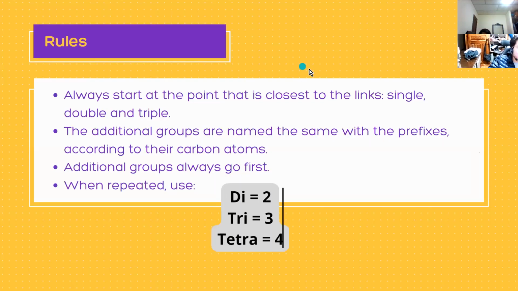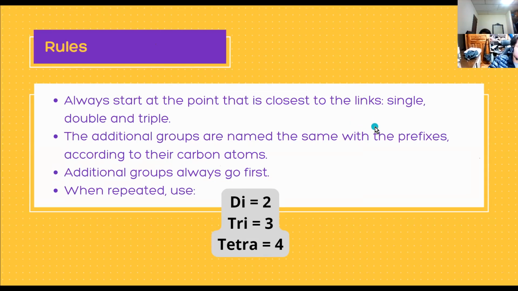Rules. Always start at the point that is closest to the bond, single, double, or triple. The additional groups are named the same, with the prefix according to their carbon atoms. Additional groups always go first, and if repeated we use di, tri, or tetra.